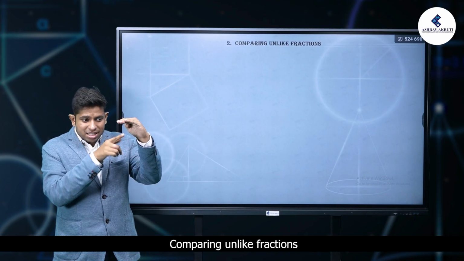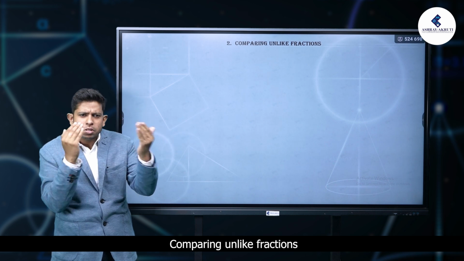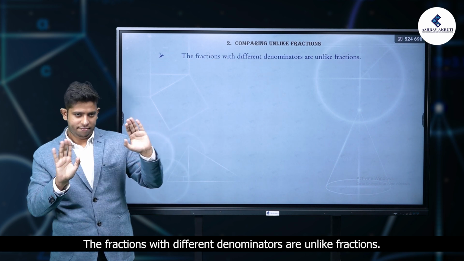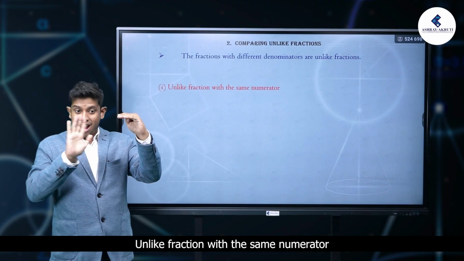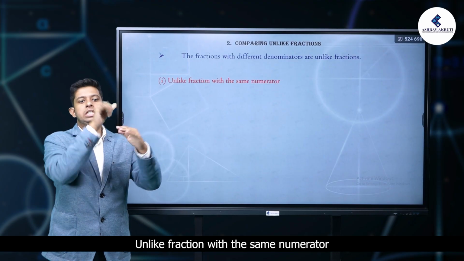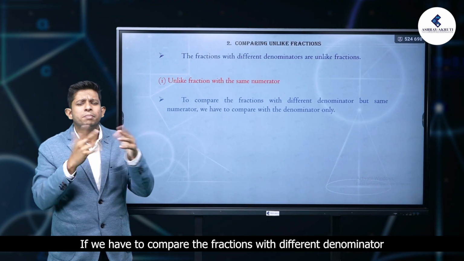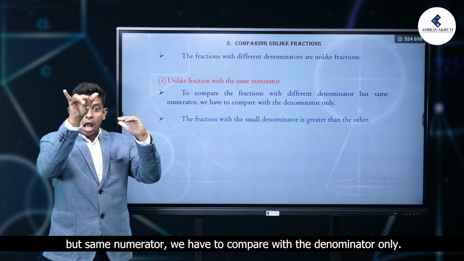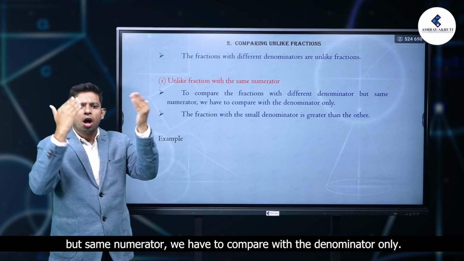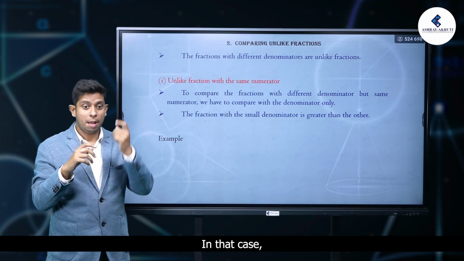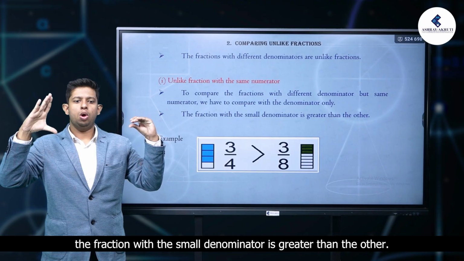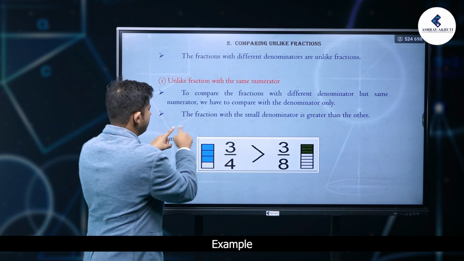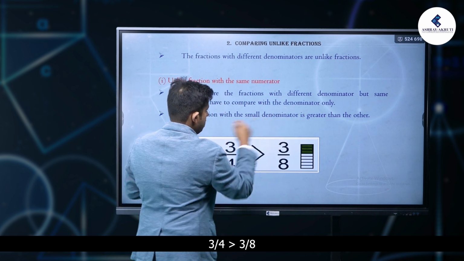Comparing unlike fractions. Fractions with different denominators are unlike fractions. Unlike fractions with the same numerator: if we have to compare fractions with different denominators but the same numerator, we compare the denominators only. In that case, the fraction with the smaller denominator is greater than the other. Example: 3 by 4 is greater than 3 by 8.